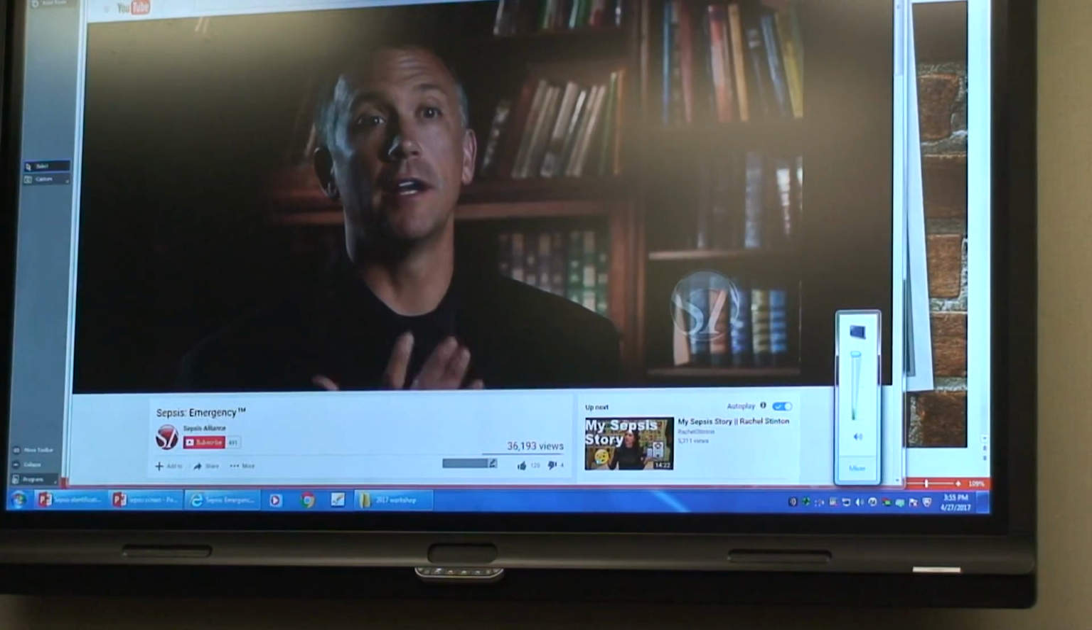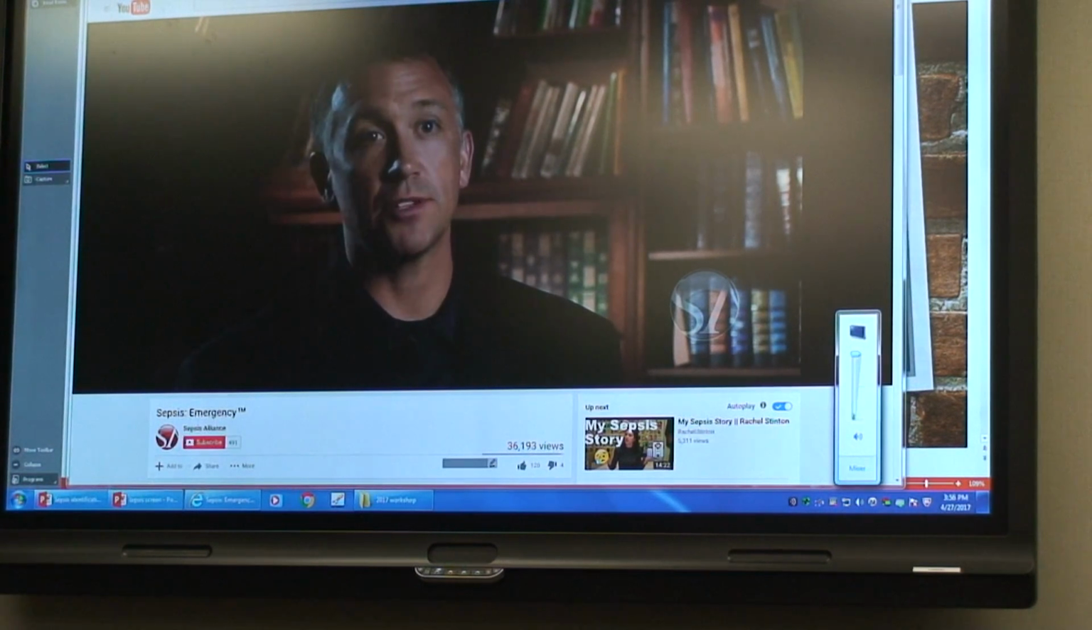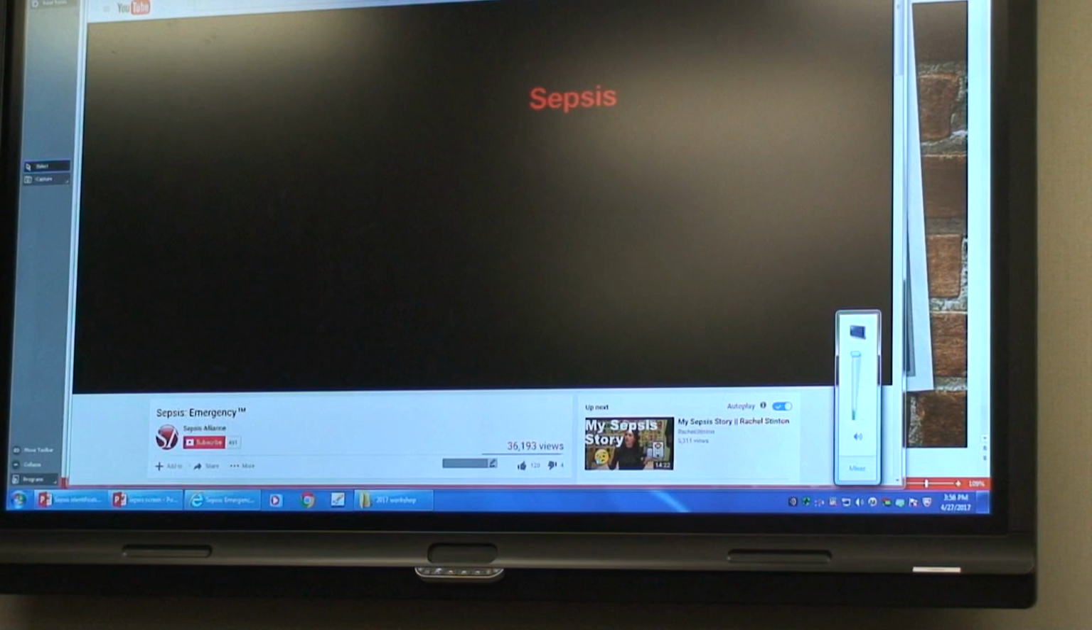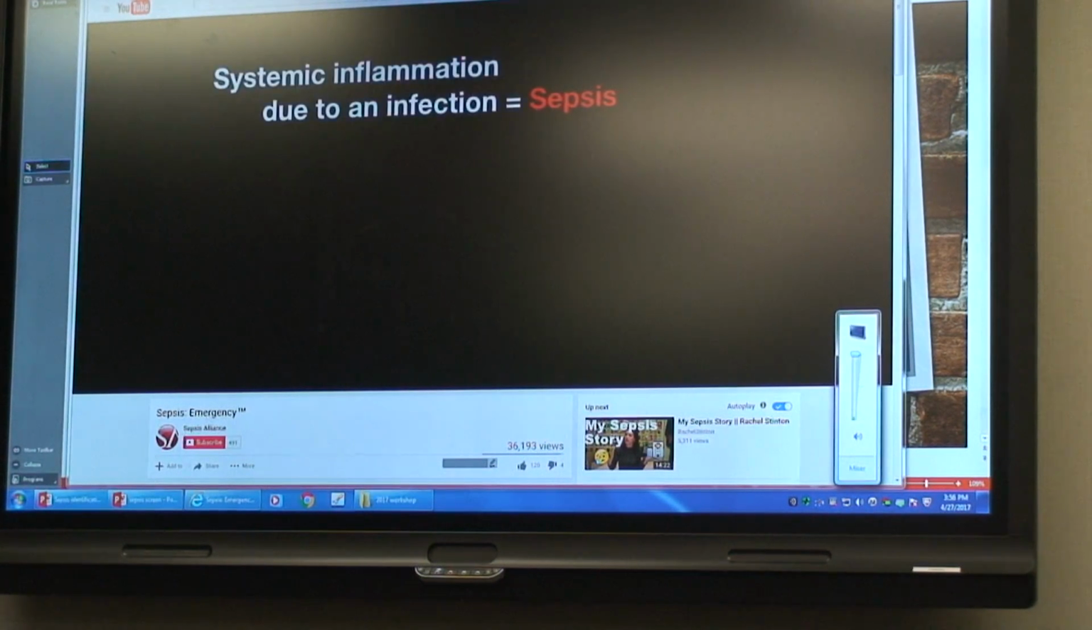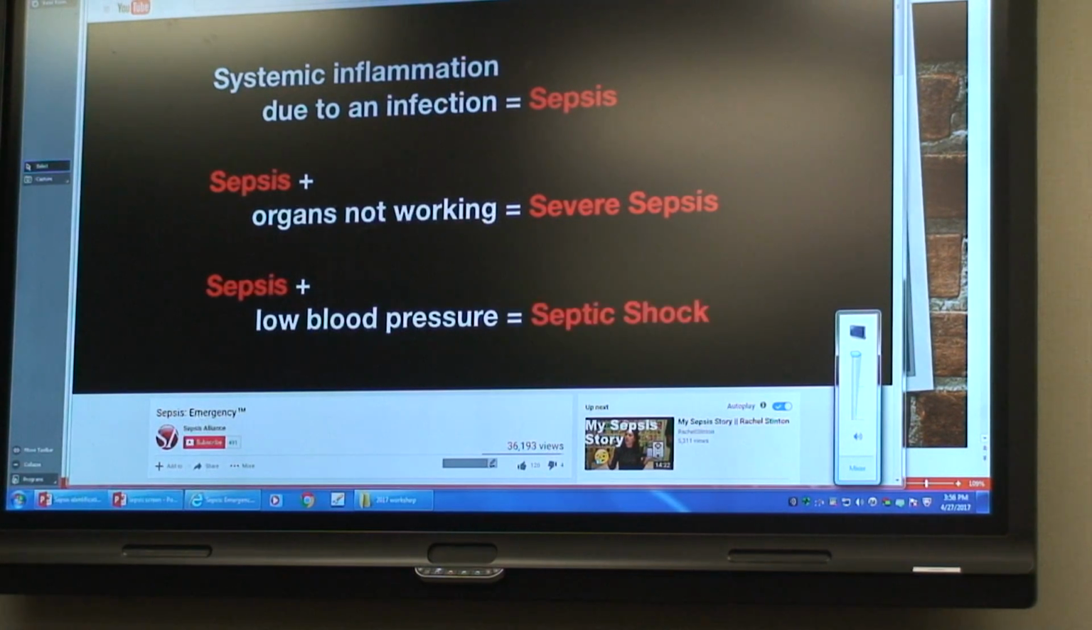So you may hear a number of terms that are used in the hospital around sepsis. There's sepsis, severe sepsis, septic shock. Sepsis is at its basic heart this notion of having systemic inflammation due to an infection. In some instances, sepsis progresses to the point that people's organs fail. When your organs fail or aren't working correctly, this is called severe sepsis. The most serious form of sepsis is when your blood pressure drops as a result. This we call septic shock.